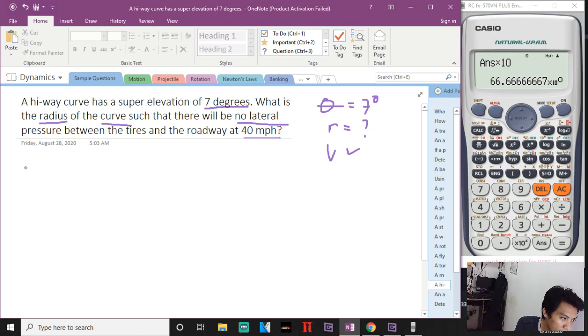So, i-convert muna natin yung V. V is equal to 40 miles per hour. So, i-convert natin to meter per second. Okay? 1 mile is equal to, yung iba, alam nila yung conversion niyan. Okay? So, that is 5,280 feet per mile.